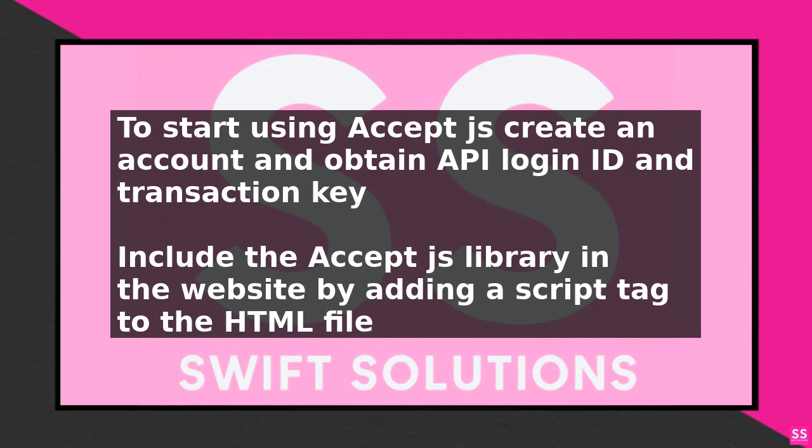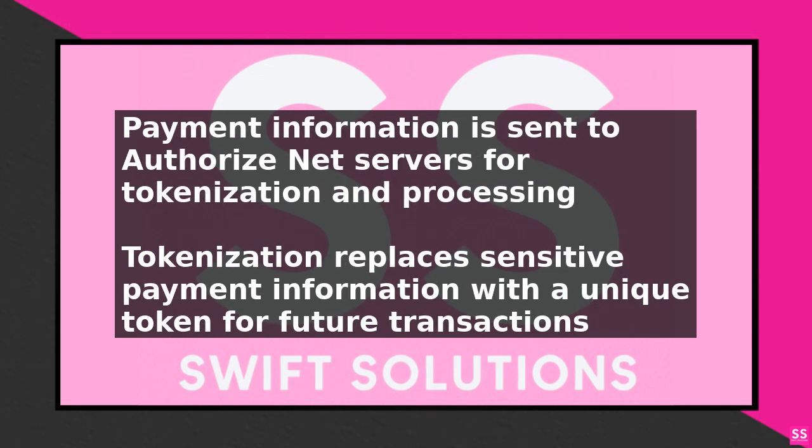When the customer submits the form, the payment information is sent to Authorize.Net's servers, where it is processed and tokenized. The tokenization process involves replacing the sensitive payment information with a unique token, which can be used to process future transactions without having to store the sensitive information on your server. This ensures that your website is secure and compliant with industry regulations.